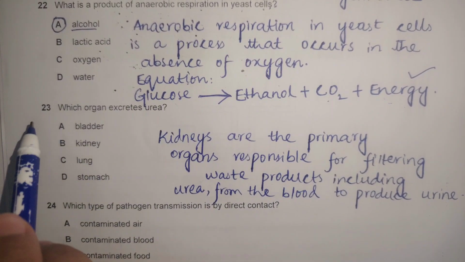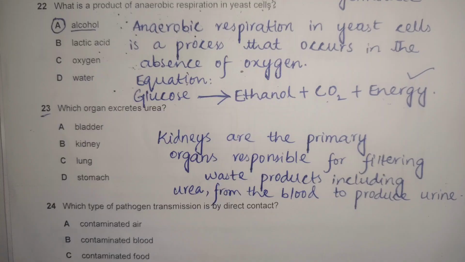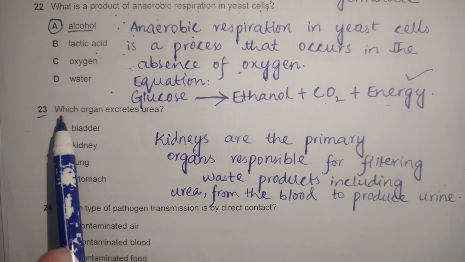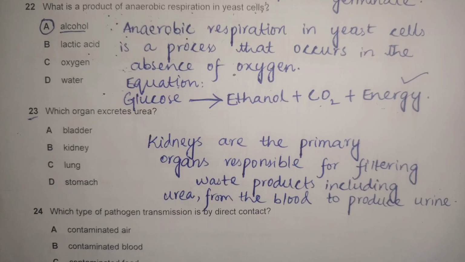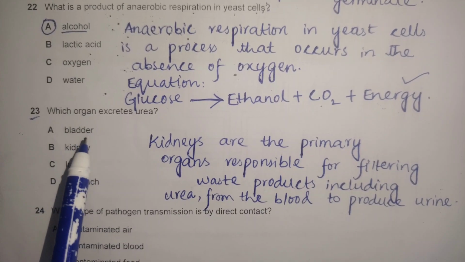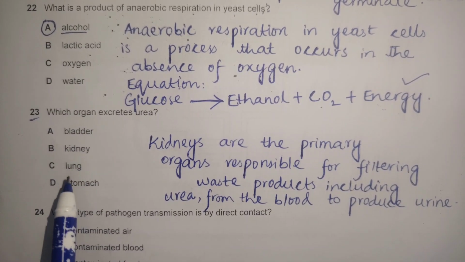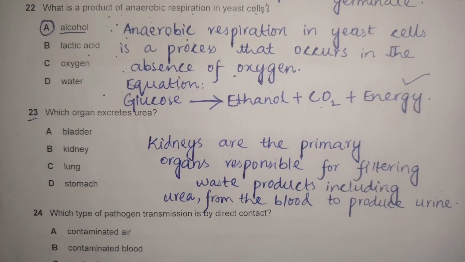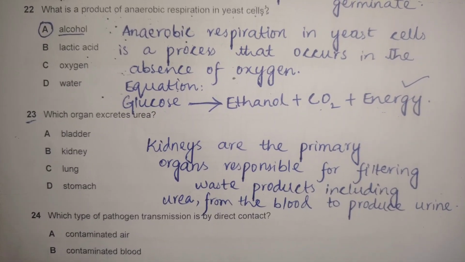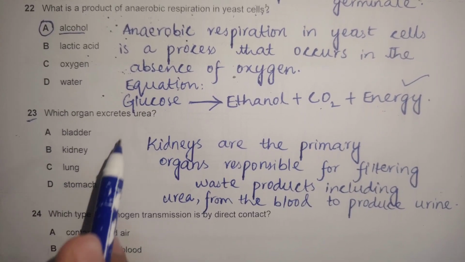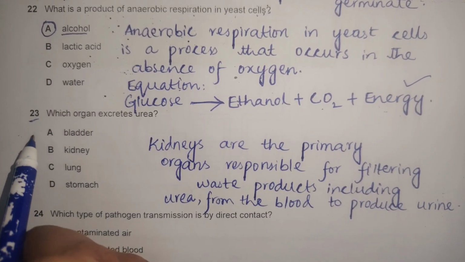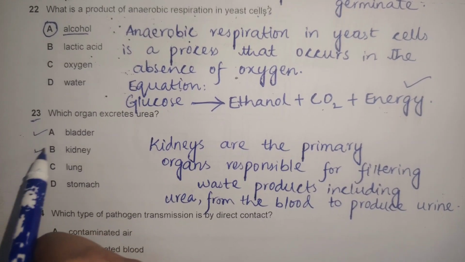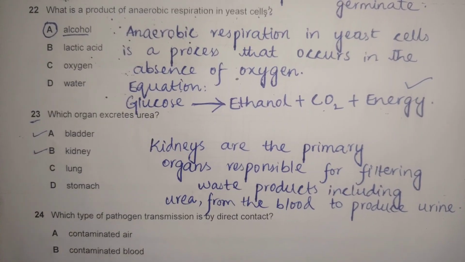We have the next question, question number 23. The question is, which organ excretes urea? We have four organs here: bladder, kidney, lung, stomach. It's a very easy question. Lung and stomach have nothing to do with urea. Bladder and kidney, students often confuse between A or B, kidney or bladder.